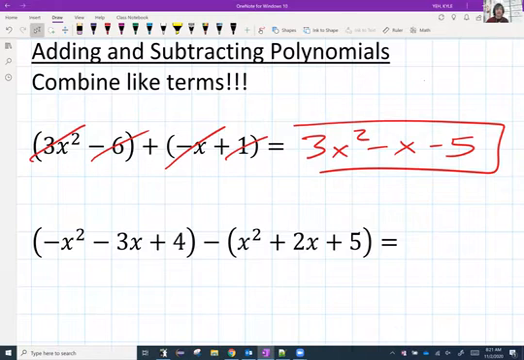What about subtracting? Same, we just have to be really careful that we distribute that minus. And so what I'm talking about is negative x squared minus x squared, that's going to be negative 2x squareds.